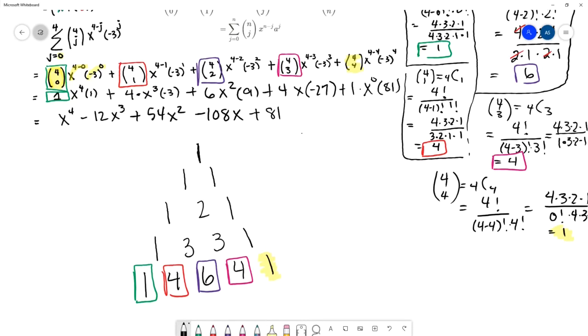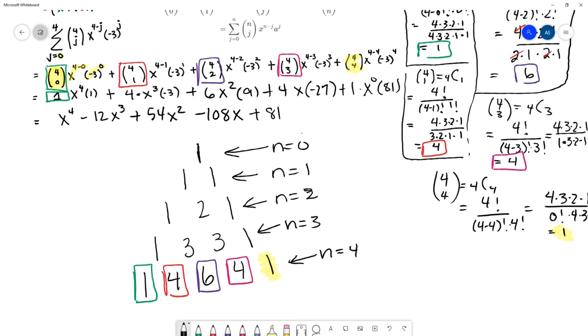Now you need to know which row to use. When we raise to the 0 power, we use the first row. To the first power, the second row. To the second power, we use the third row. The third power, we use the fourth row. And the fourth power uses the fifth row. And you'll know if you're using the right row based on how many terms your expression should have. The number of coefficients should match the number of terms in your binomial expansion.